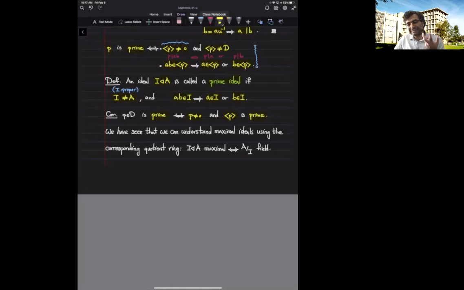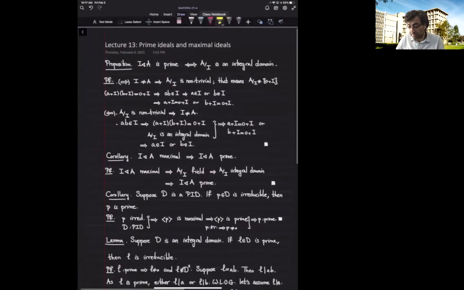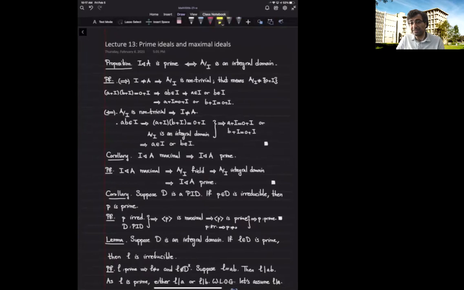And the way to understand maximal ideals, we focused on the quotient ring, and we showed an ideal is maximal precisely when the quotient ring is a field. Now, next we are going to try to understand a prime ideal in terms of its quotient ring. We show that an ideal is prime precisely when the quotient ring is an integral domain.